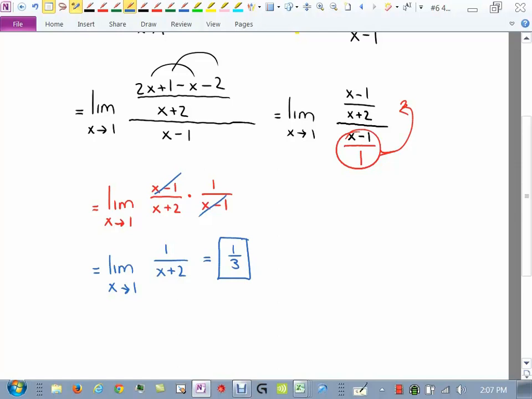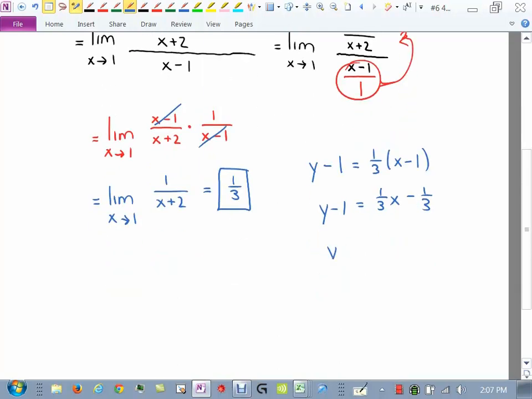So now I can use that formula, y minus y1 equals m times x minus x1. So y minus y1 was 1, my slope was 1/3, and then x minus my x1, which was 1. Distribute. This is not absolutely necessary, but I encourage you to take this all the way and try and solve it for y. I'm going to add 1 to both sides. Negative 1/3 plus 1 is 2/3. There we go. That is the equation of your tangent line. I'm going to do one more and take a little break.